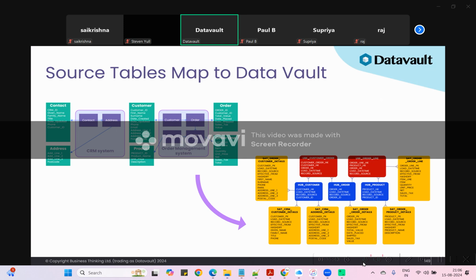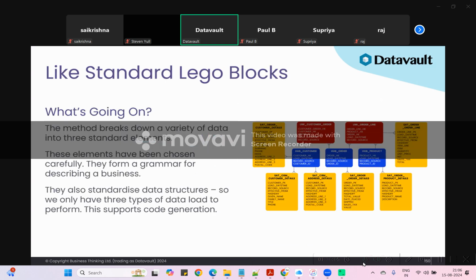Also, what we've done in this process is we've identified a business view of the model, which is the hubs and links. So the concepts and the links connecting them are phrased in business terms, and the satellites hanging off of those are descriptive information from different sources. I like to think of it as a bit like a Lego block. You use hubs, links, and satellites as the grammar to describe your business, and you can derive them from the source. So here we go, and now we can generate code for all the load.